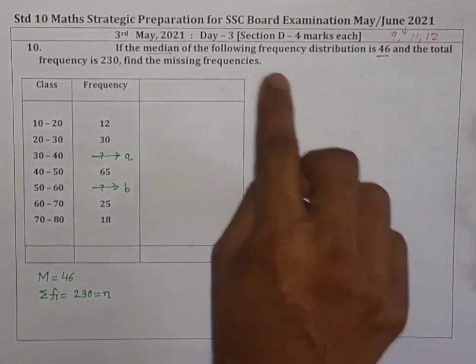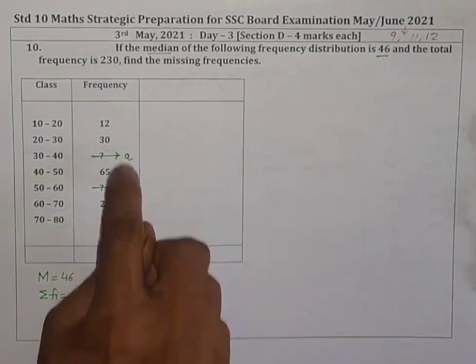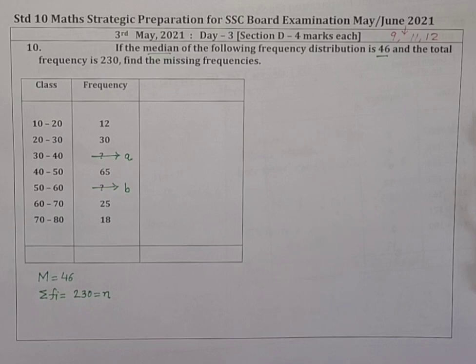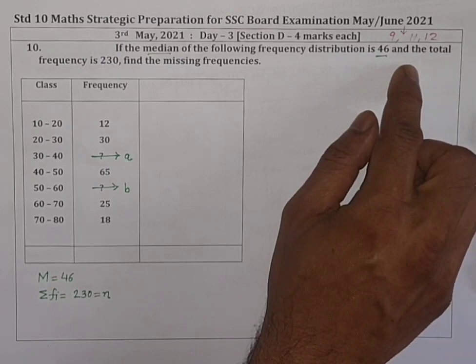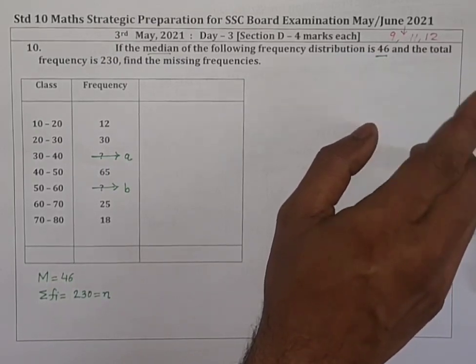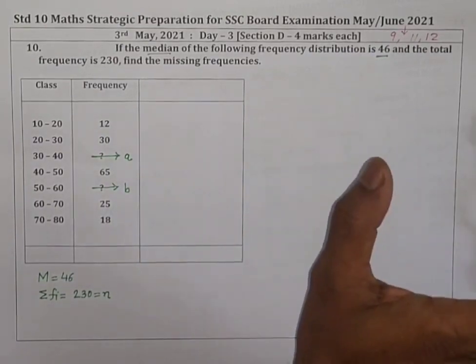You are given the median. So, to find these missing frequencies, you will have to use the process of finding median. There's just one process, one formula: median M is equal to L plus n by 2 minus cumulative frequency upon frequency into h. So we shall use that formula, that equation.